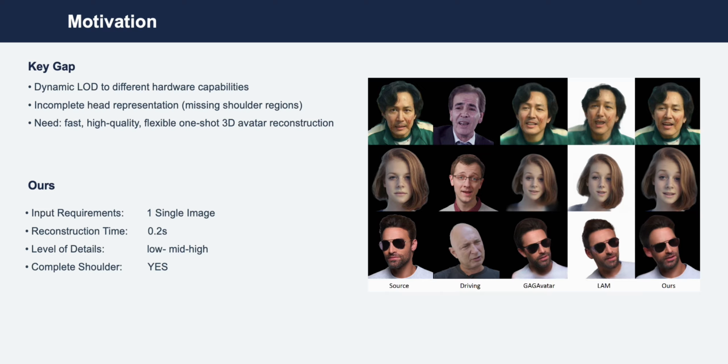So the goal of this paper is quite straightforward. We want a method that takes only one image, reconstructs the avatar very quickly, supports multiple levels of detail, and also produces a more complete avatar, including the shoulder region.